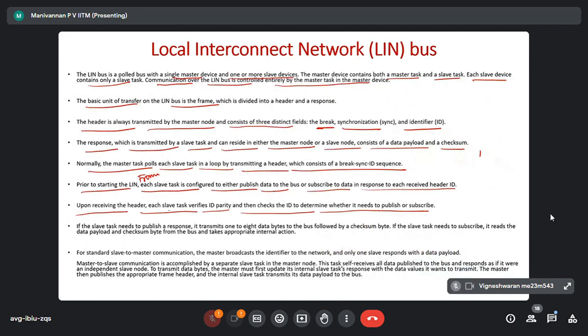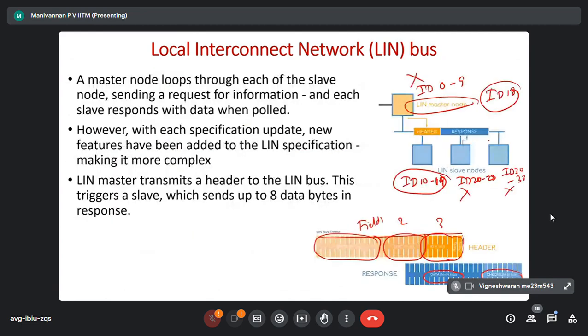Upon receiving, the header consists of what? A data ID. Correct? Each slave task verifies the data parity and checks the ID. Because the ID he said is 30, what I said here is 18. Each fellow will check whether it has any of the data, because each slave knows that they have this 10 data, ID 10, 11, 12, up to 19. This fellow has 20, 28, only 9 data. This fellow has again 9 data. Correct? This fellow has 10 data IDs. So they verify, and whoever has the data will respond.